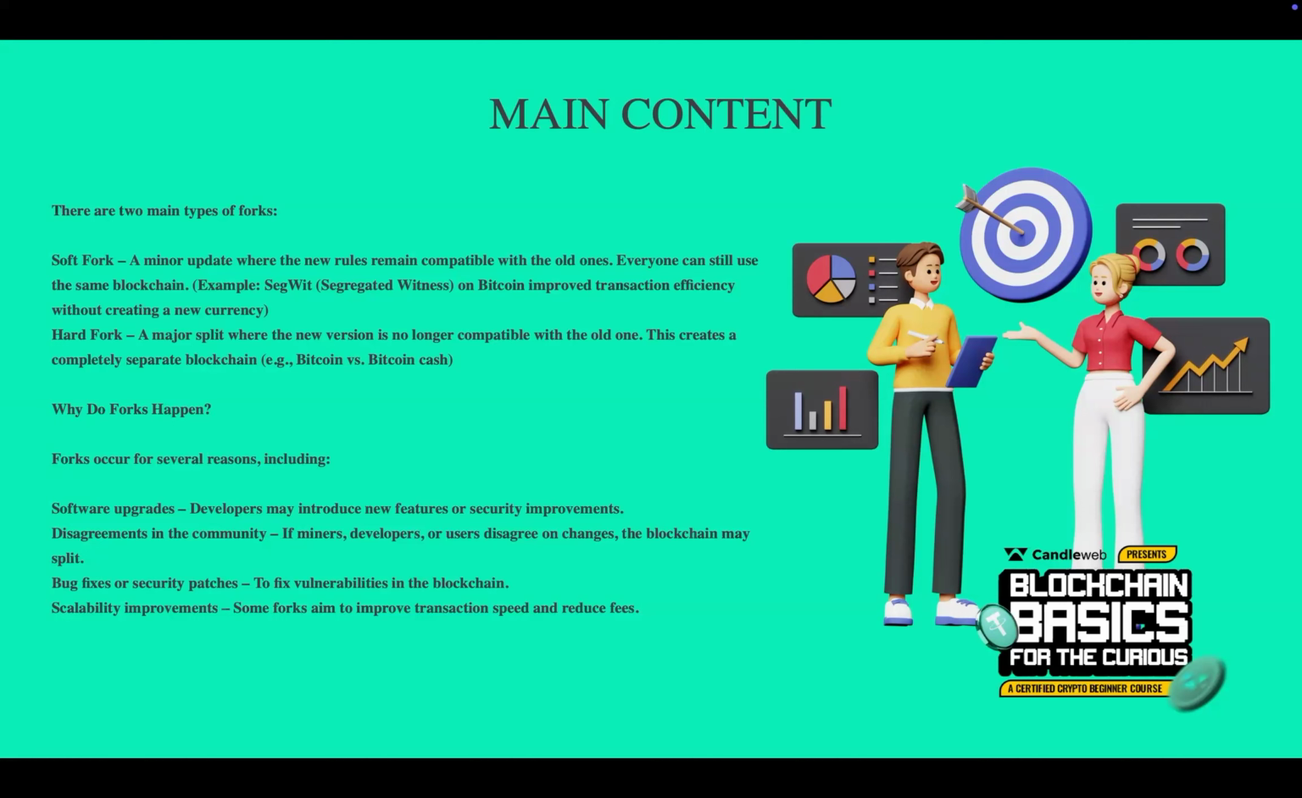Then a hard fork is when there is a major split where the new version is no longer compatible with the old one. This is like Bitcoin. Everyone here is familiar with Bitcoin, and there's Bitcoin Cash. I don't know if you have heard of Bitcoin Cash. Bitcoin Cash is a fork from Bitcoin. The main reason Bitcoin Cash was made was because of transaction speed and the likes.